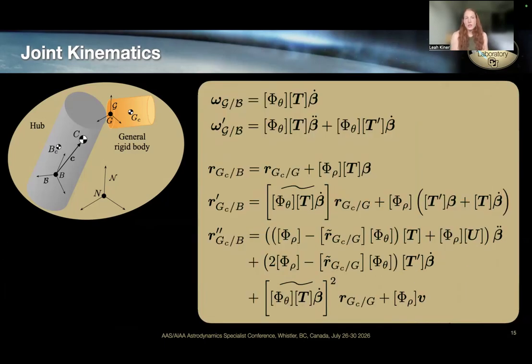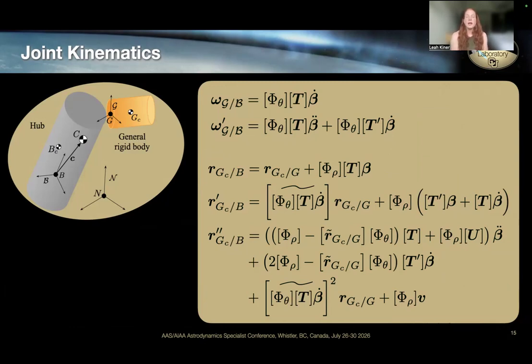So first we show in the paper how to derive the kinematics for this joint. So we have the angular velocity of the G frame relative to our Hub's frame, the angular acceleration, and then we also have the position, the Hub relative velocity, and Hub relative acceleration of the center of mass location of the general body here. And then all of these other terms are specified in the paper, but not shown here.